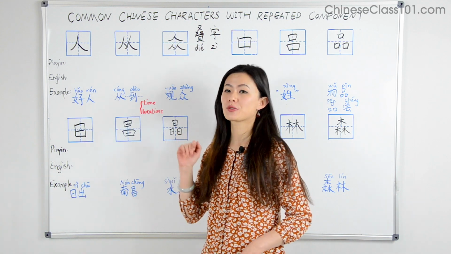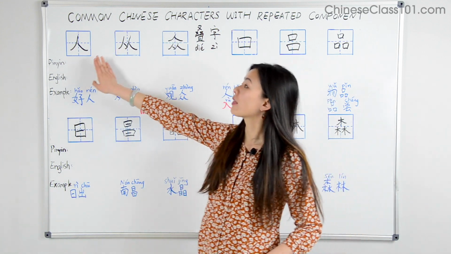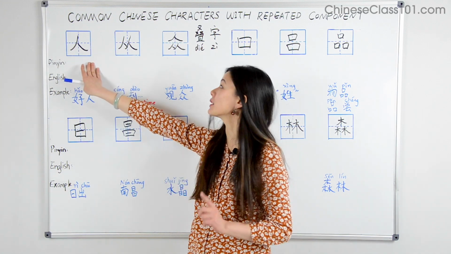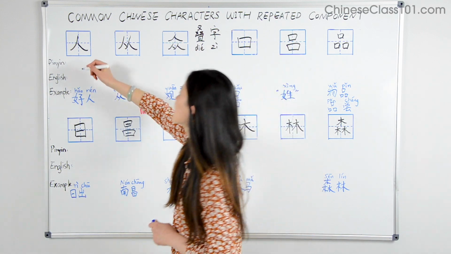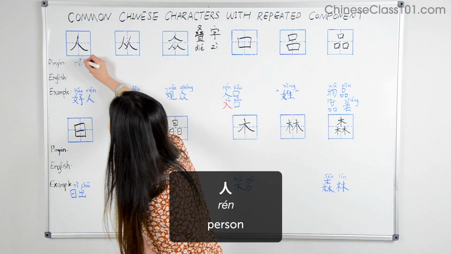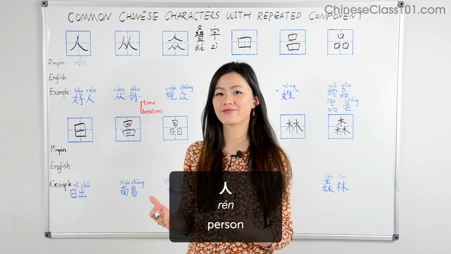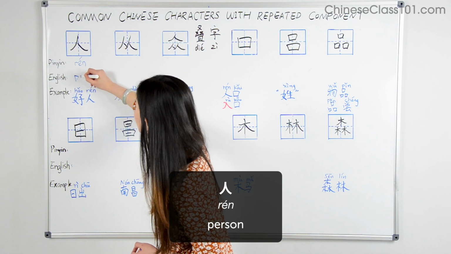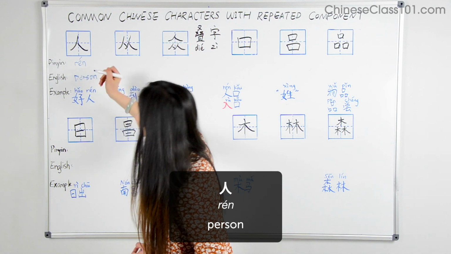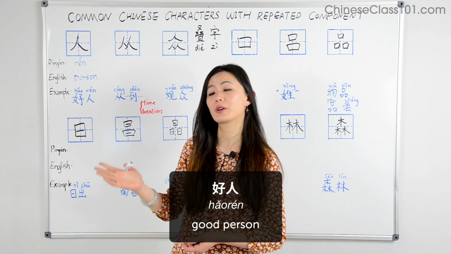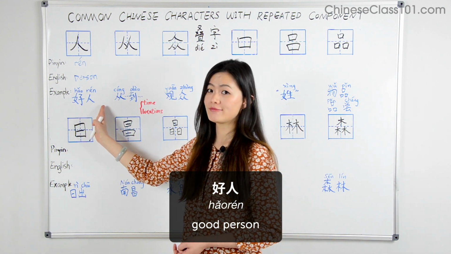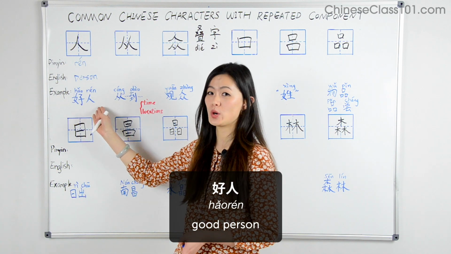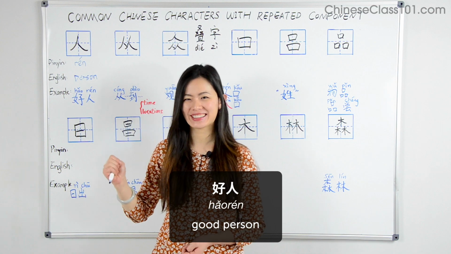Now, our first group of 叠字 is made up of this component. This component by itself is a character that's pronounced as 人. 人 means person. For example, 好人. 好 means good. 人 is person, so 好人 is a good person.